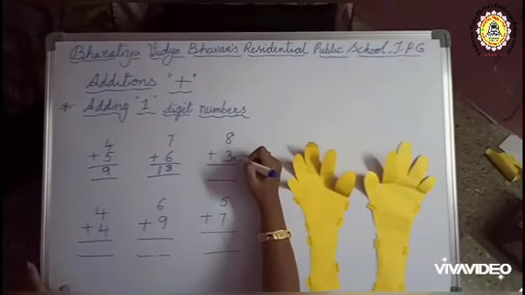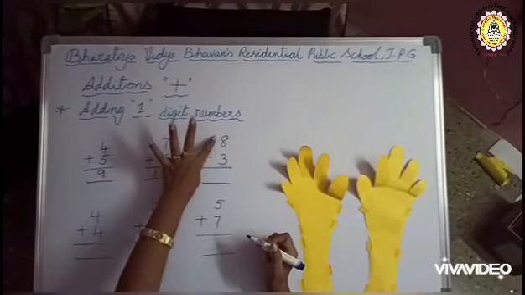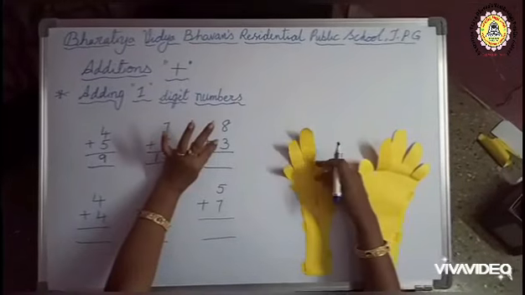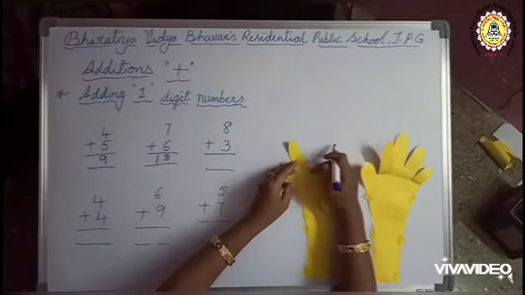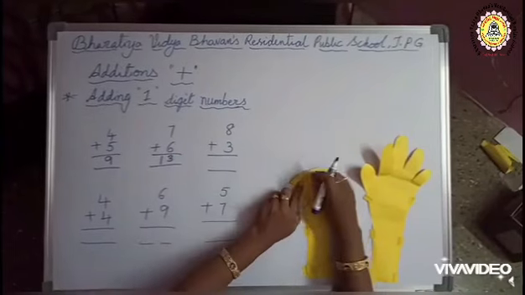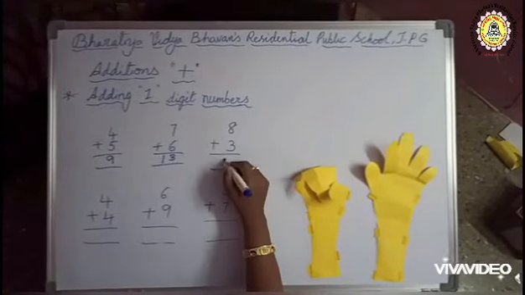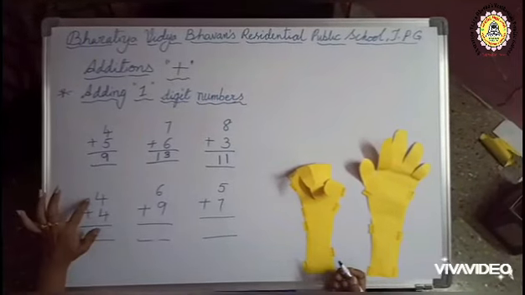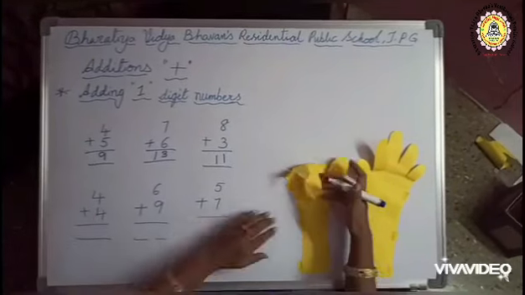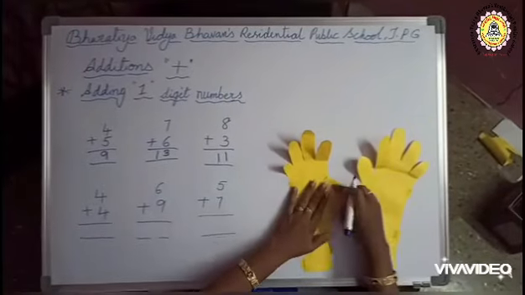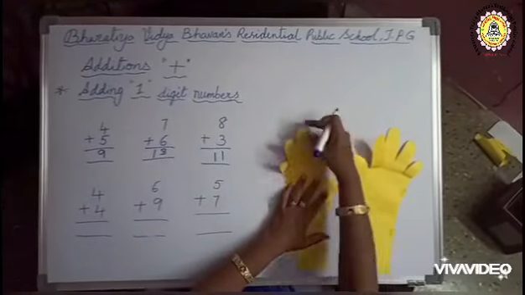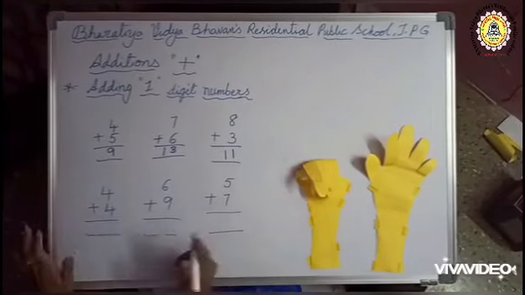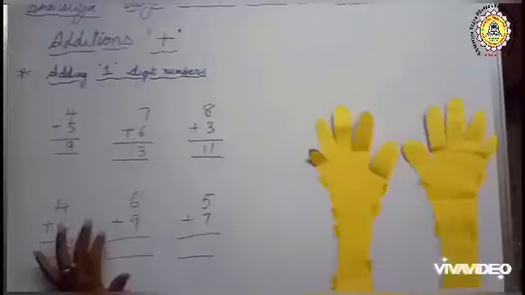Next, 8 plus 3. Now 8 you put it in the mind, children. Take 3 fingers in your hand. Now 8 after 9, 10 and 11. 8 plus 3 is equal to 11. Now 4 plus 4. 4 you put it in the mind and 4 you take out in your fingers. Now 4 after 5, 6, 7 and 8. 4 plus 4 is equal to 8.